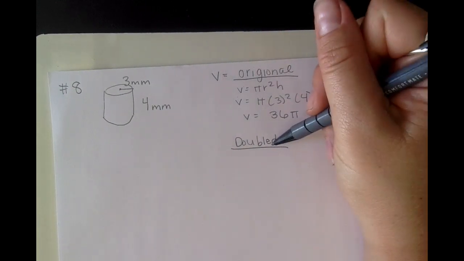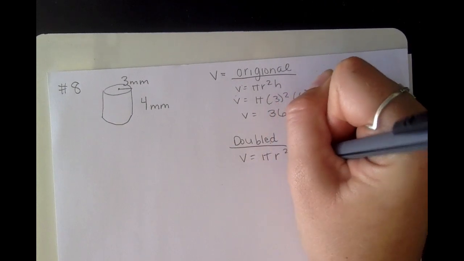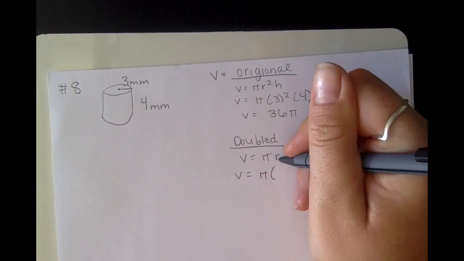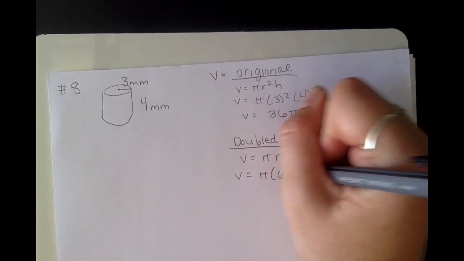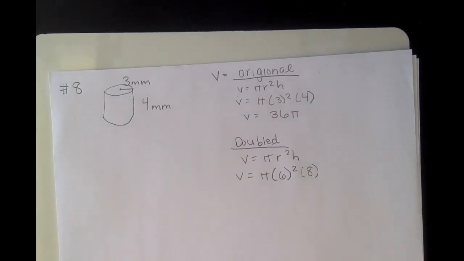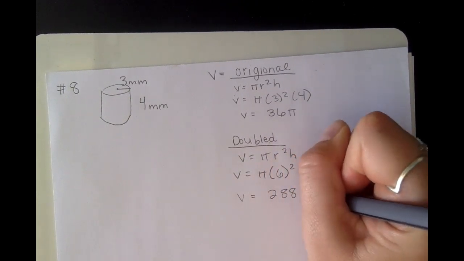Now if I double each dimension, I'm still dealing with a cylinder, so pi r squared times the height. But now watch what happens. My radius is 3. If I double that, my radius will become 6. And then my height, if I double 4, that becomes 8. So now let's see what our new volume is. My volume is going to become 288 pi.